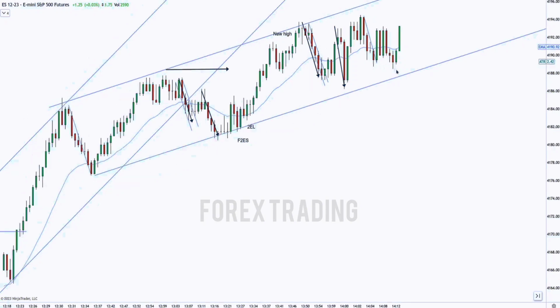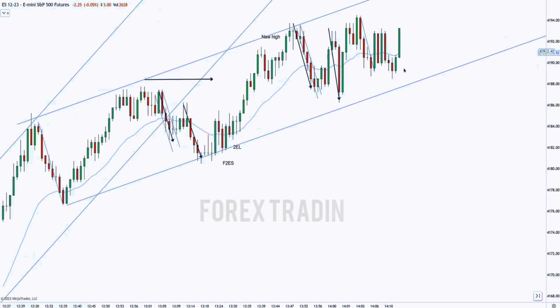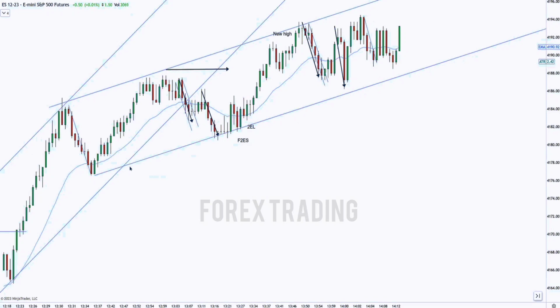First entry short, second entry short failure. We have a failed second entry short, but you have to use double bar entry. We didn't push fully above the EMA. And this is very tempting. This is second entry long, high low confirmation setup of the failed second entry.